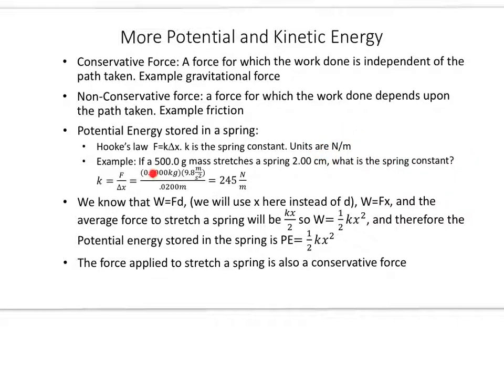Okay, so just a quick example of Hooke's law. If you've got a 500-gram mass and it stretches a spring 2 centimeters, what's the spring constant? We solve for k. F is going to be the weight of the mass, so that's 0.5 kilograms times 9.8. And delta x is the amount that the spring is stretched, 0.02 meters. So that comes out to be 245 newtons per meter.